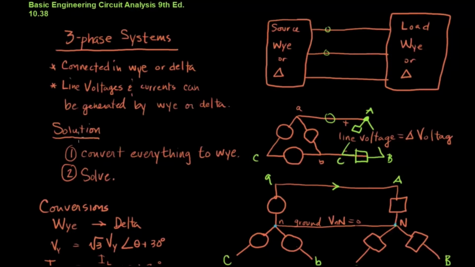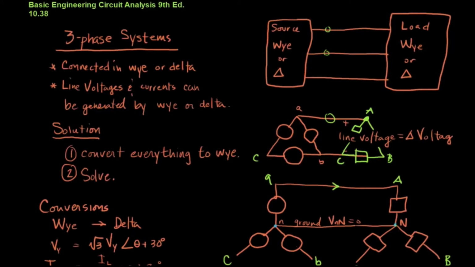Generally, what we want to do is convert everything into a Y and then solve it. And here's why. If you take a delta network and try and take a look at it, you'll notice that nodal analysis is really complicated. Mesh analysis is also really complicated.